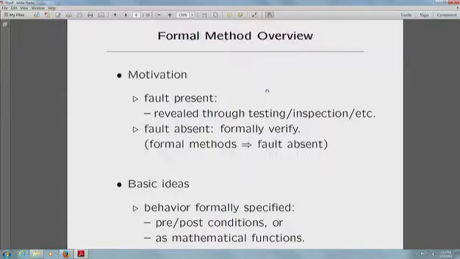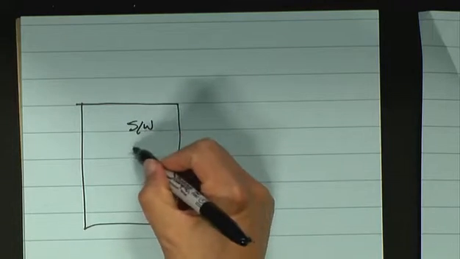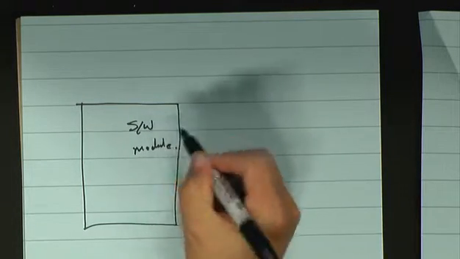Let me switch over to the document camera. Okay. So essentially what you have here with the formal verification and the formal specification is that, say for example, this is your piece of software, a software module or something. You have a software module, and it's supposed to have some certain function.